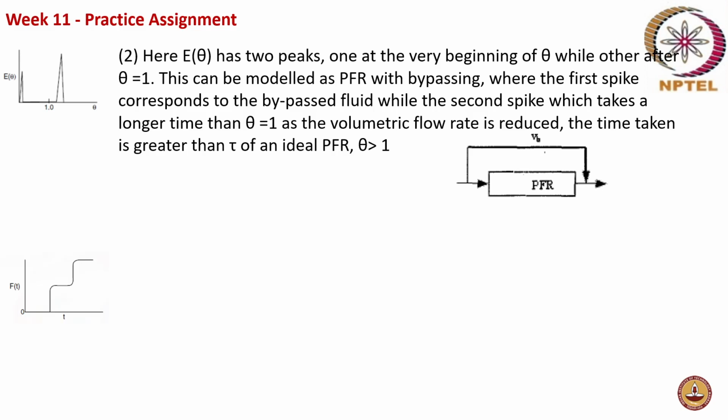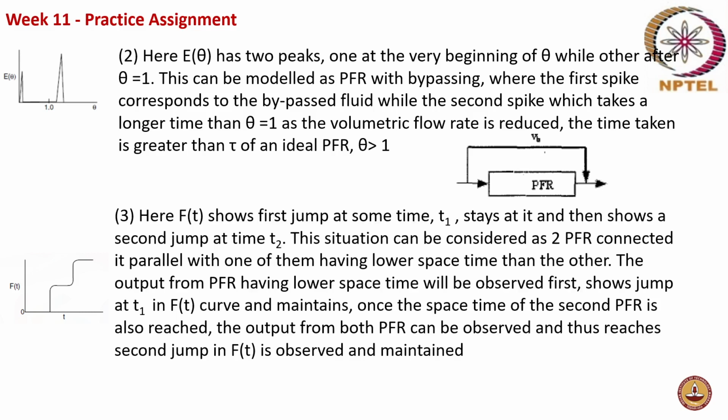Now let's look at curve number 3. It is again an F of t curve, where initially there is one jump at some point of time, and then the F of t is maintained, and later there is a second jump at some other time t2 greater than t1, and then the value is maintained constant.